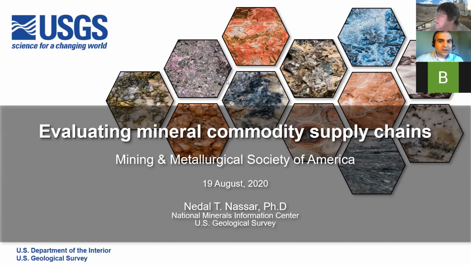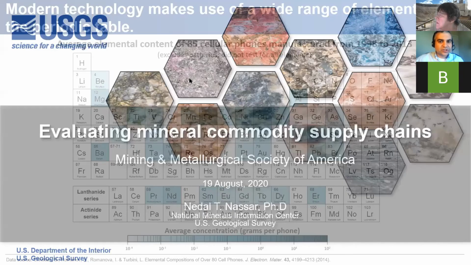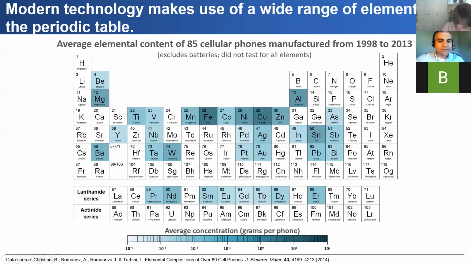So I'd like to start by bringing the conversation back to, why are we all here? Why are we talking about this topic? And I think one of the major trends that has happened over the last couple of decades is that modern technology has moved really quickly, such that today, we're using pretty much the entire periodic table of elements. Even a single artifact like the cell phone contains several dozen elements.